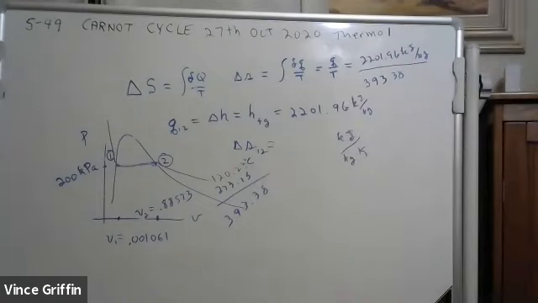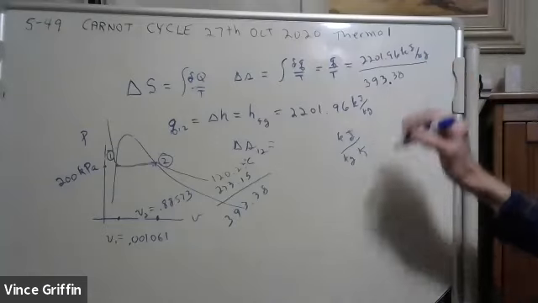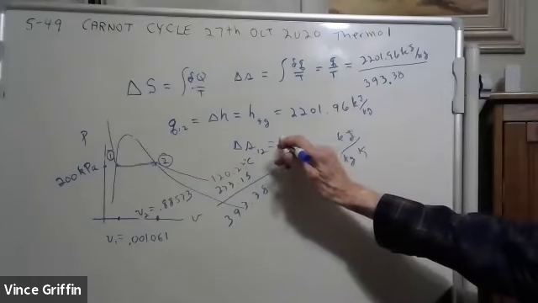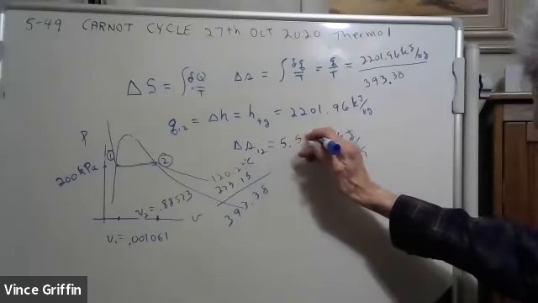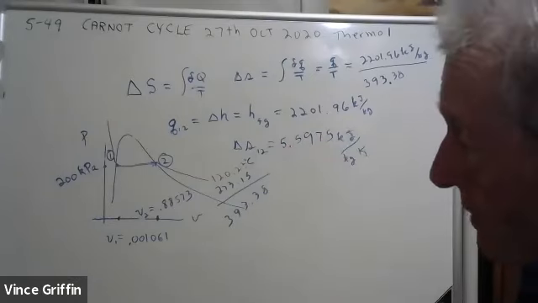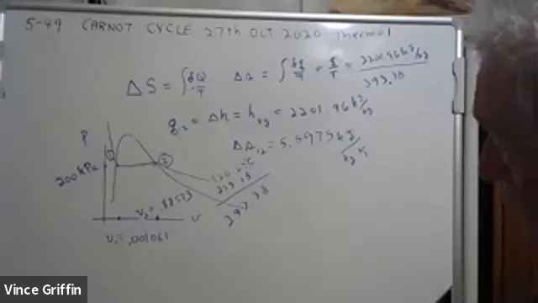But I think that's right. Okay, let me try it again. There's a dot right there. 5.5975. How's that? That better? Uh-huh. That's what I like to hear.